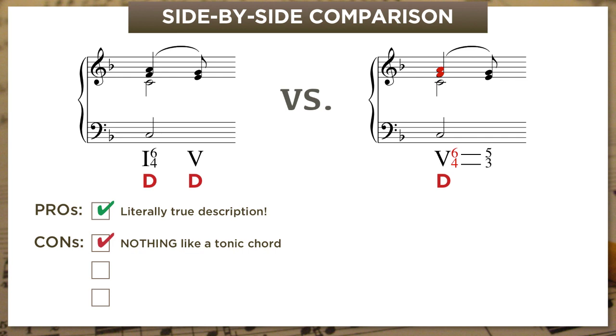Now, up to this point in this series, we've kind of tried to have it both ways by calling 1/6/4 a tonic chord with a dominant function. And that makes some sense, right? Mainly because 1/6/4 often comes right after a predominant. But if we really think about it, 1/6/4 isn't much like a dominant chord either. At least not any of the ones we know.